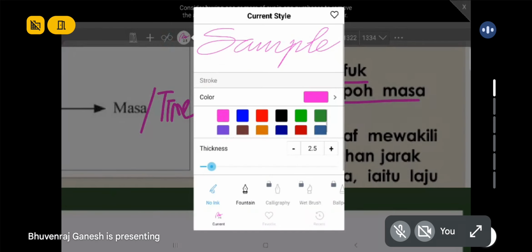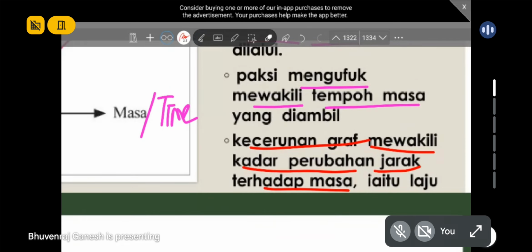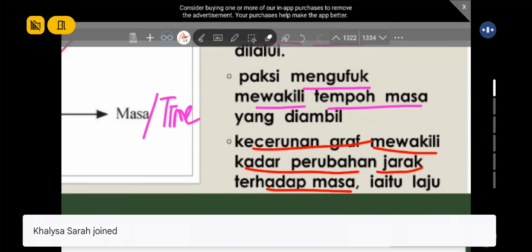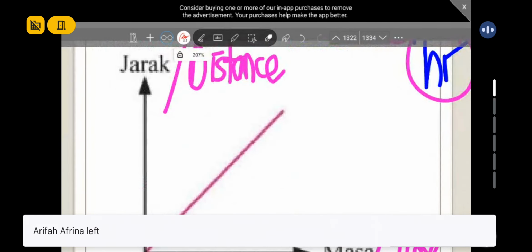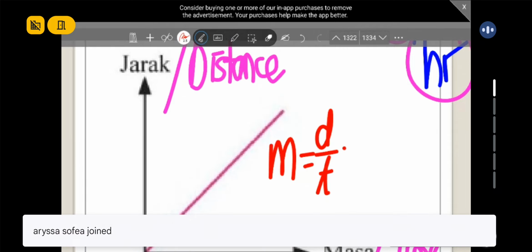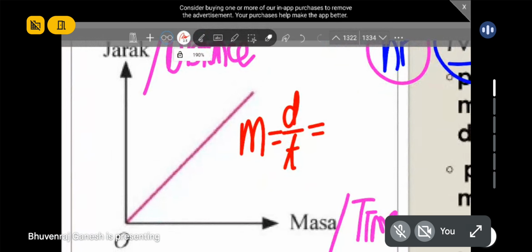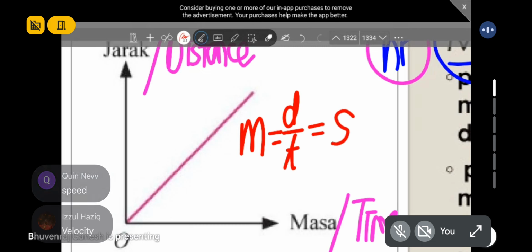And then you must know the gradient. The gradient of this graph represents what, guys? It represents the rate of change of distance with time. Dia menggambarkan kadar perubahan jarak terhadap masa. So what is the quantity? Distance over time. You learned the formula before. Jarak bagi masa dapat apa? Yes, you get the speed.